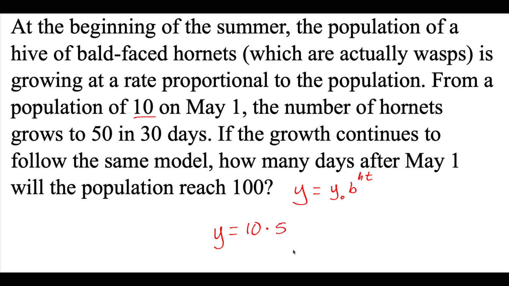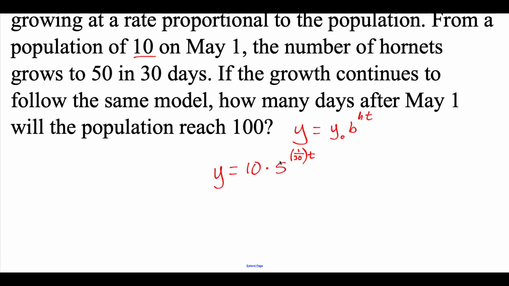And then for that h value, we know that this happened after 30 days. So what we're actually going to do with that h value is use 1 over the time frame that we're looking at. So we're looking at 30 days, so we're going to do 1 over 30, and then this will be times our t. Now we're going to use that equation to try to figure out when we hit that population of 100. So that y value on the left-hand side, we're trying to figure out when we hit 100 using this equation that we just wrote out.